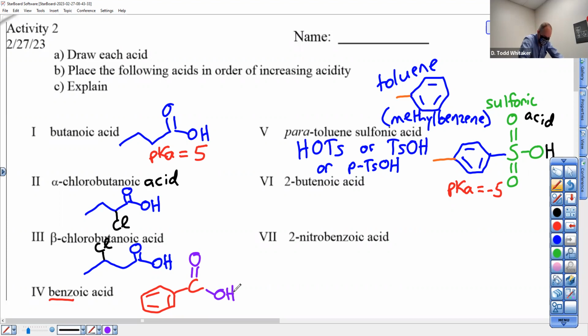And what about 2-butenoic acid? Well, you got your but and oic acid. You got carbon number 2, and it's got a double bond, right? I suppose I drew E-2-butenoic acid. I could have drawn Z as well because I wasn't asked which one. I wasn't asked to be specific, I'm sorry.